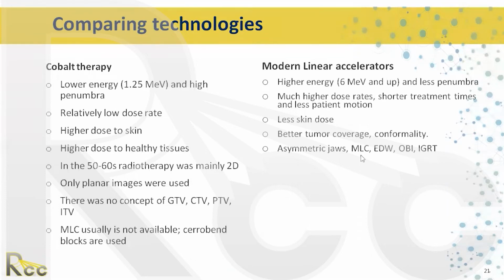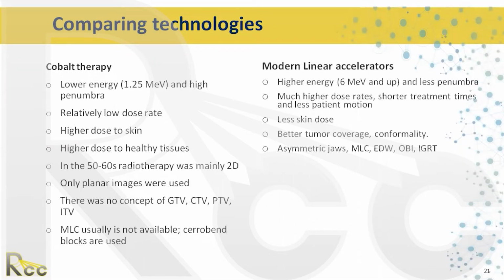We have asymmetric jaws with a modern accelerator, which means that a single jaw can be moved. So a field can still be a square or a rectangle, but it can be shaped to one side of the center axis. It can be asymmetrical. MLCs, multi-leaf collimators. Enhanced dynamic wedge, EDW, where by moving a jaw of the linear accelerator through the radiation field, you can actually get the shape of a wedged beam without using a mechanical wedge.